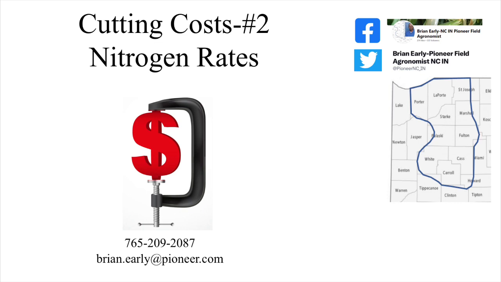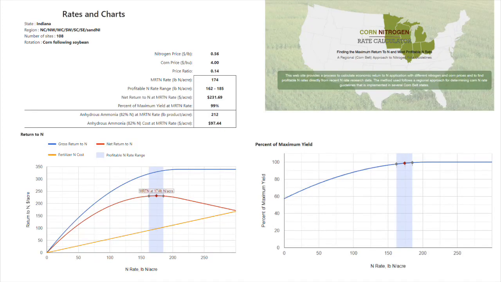Nitrogen is going to be our second highest input behind seed, and it's one that behaves differently year to year depending on weather aspects on it. So it's always one to examine every year and make sure you're dialed in best that you can, especially when times are tough like this and you can look at efficiencies and timings and potentially cut your rates back. So, speaking of rates, the place I like to start is looking at local research.